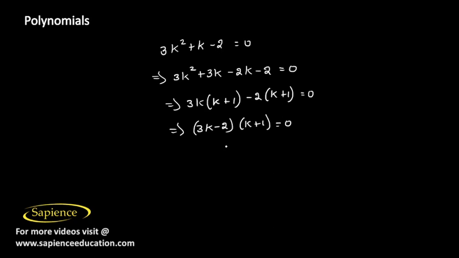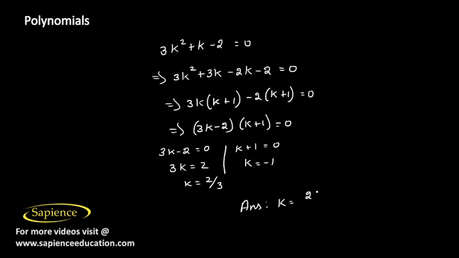So either 3k minus 2 is equal to 0 or k plus 1 is equal to 0. In this case k will be minus 1, and in this case 3k will be 2 and k will be 2 by 3. So the answer to this question is k is equal to 2 by 3 or minus 1.